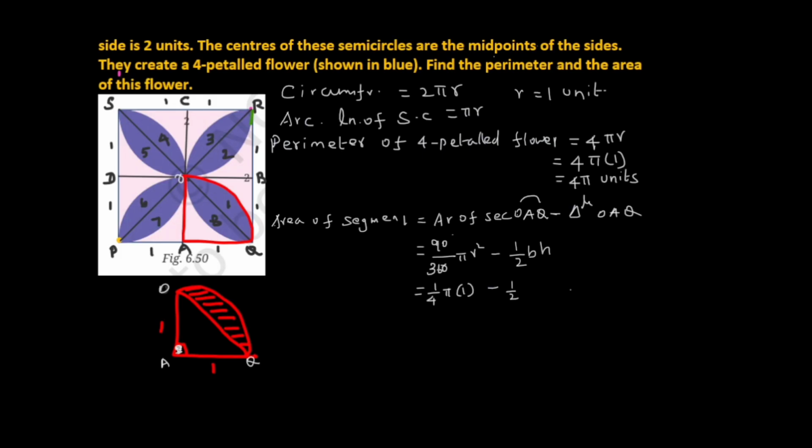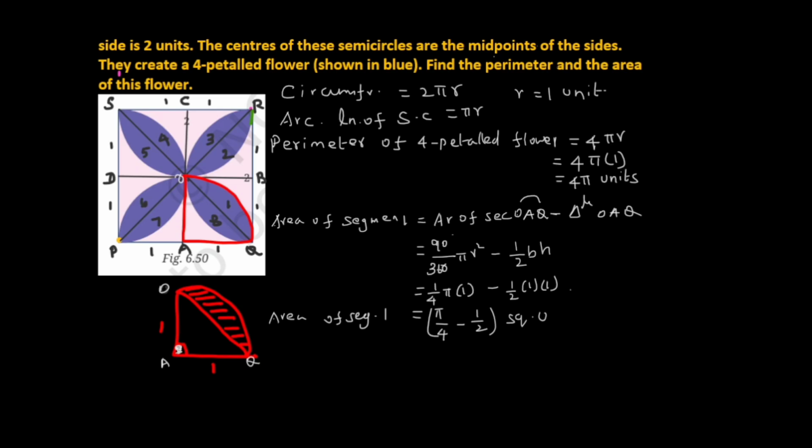Half into, here rectangle base 1 unit and height 1 unit. So, when you are calculating, pi by 4 minus 1 by 2 square units is the area of segment 1. Same way we can calculate any other segment also. All the segments are having the same radius, so all the segments will have the same area.